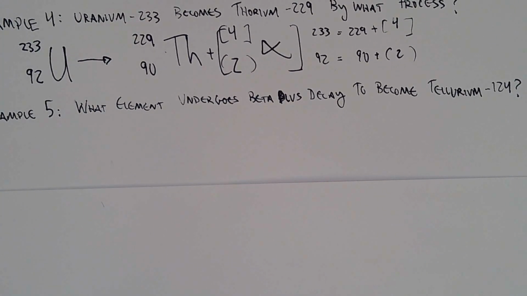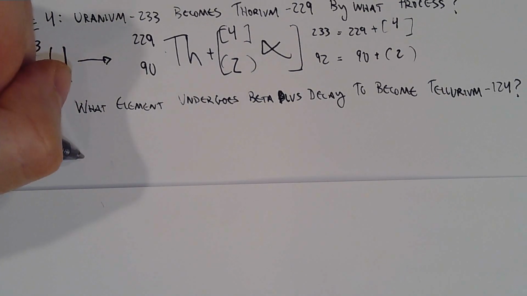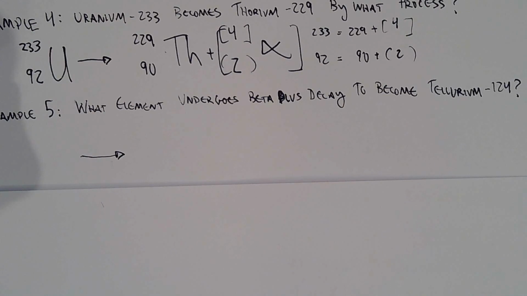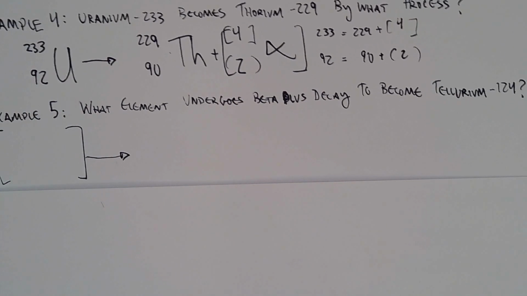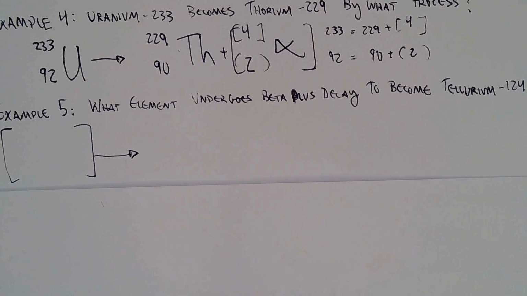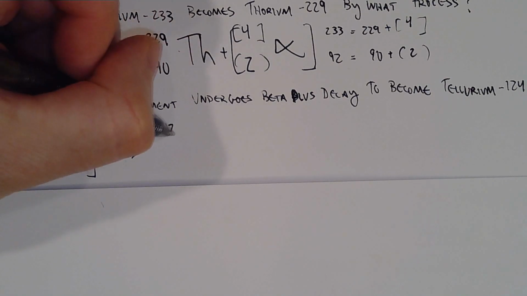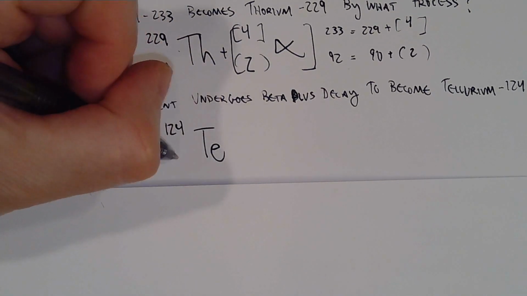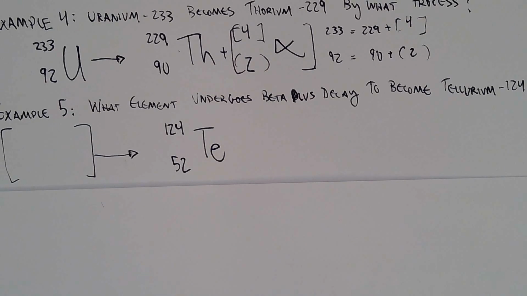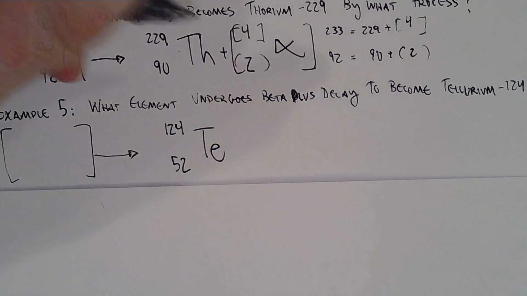What element undergoes beta plus decay to become tellurium-124? Oh, so now we have an unknown at the front. So we don't know what we're starting with. And we are undergoing beta plus decay to become tellurium-124. So tellurium is Te, atomic number 52. You look that up on the periodic table. You don't have to have that memorized.